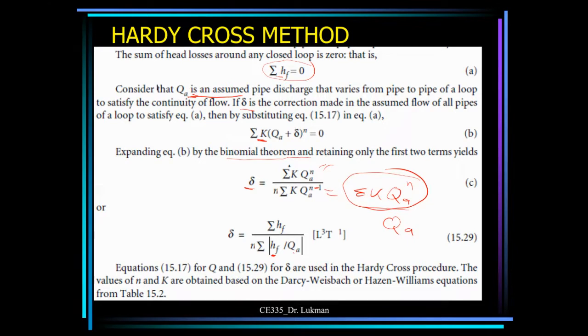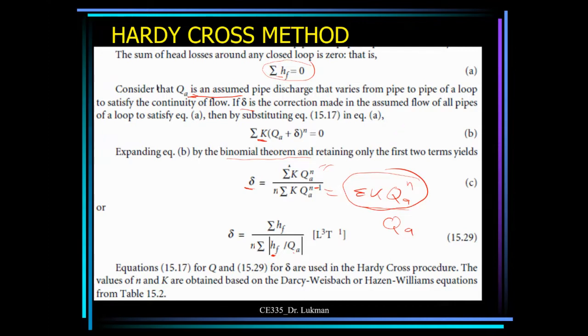So now del, which is the correction to the assumed flow in the pipe, is given by the summation of the head loss over n into the summation, sorry, the absolute sum of the head loss over f. Absolute sum of the head loss over f.